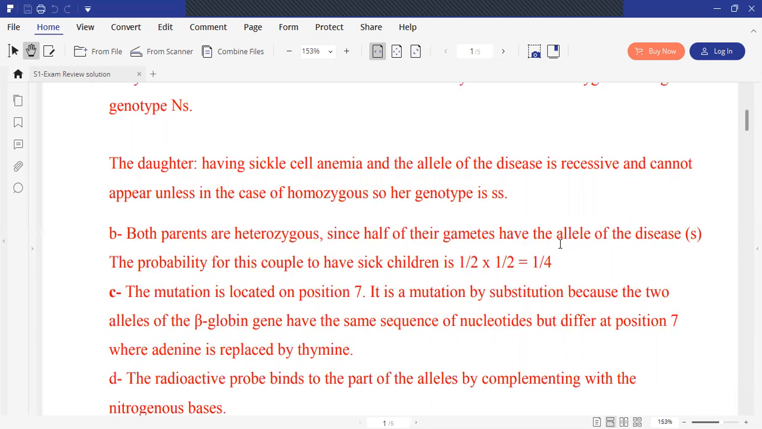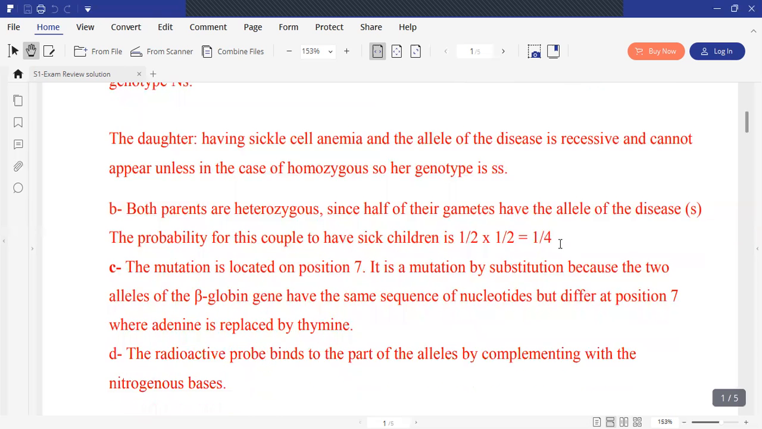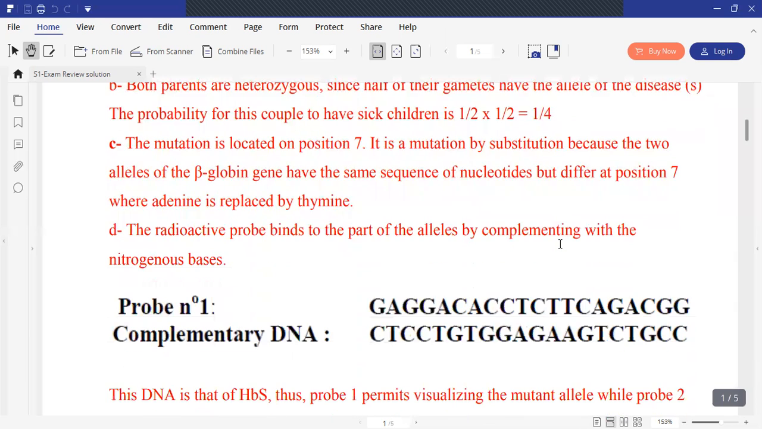For D, determine, with reference to documents 2 and 3, which allele corresponds to each probe used. If you want to look at these documents 2 and 3, we have to know that the radioactive probe binds to part of the allele by complementing with the nitrogenous bases. So probe number 1: what is the complementary of probe number 1? G, the complementary is C, A is T.